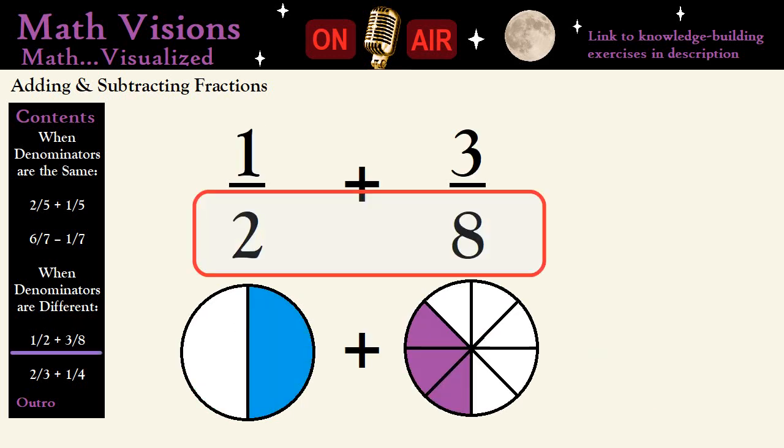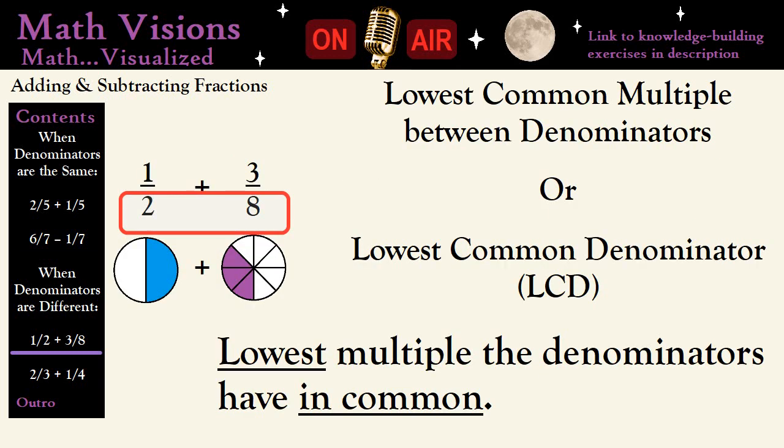Now, what if the denominators are different? Let's look at our next example, 1/2 plus 3/8. Our first step is to find the lowest common multiple between denominators, also called the lowest common denominator, or LCD.